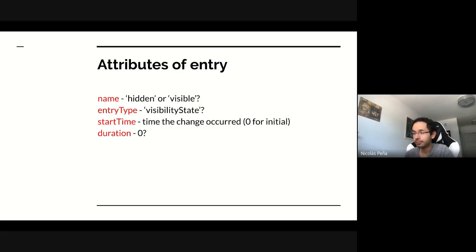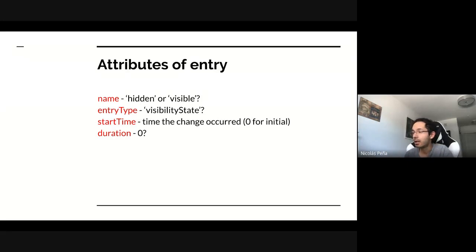So the proposed attribute names would be something like what I have on the slide. The ones in red are always required for performance entries, so might as well use them. So name could have just the actual visibility state that the entry is referring to, like what was the state at the time when this entry was dispatched. And then entry type could be something like visibility state, so that it's consistent with the other APIs that we have for visibility state.